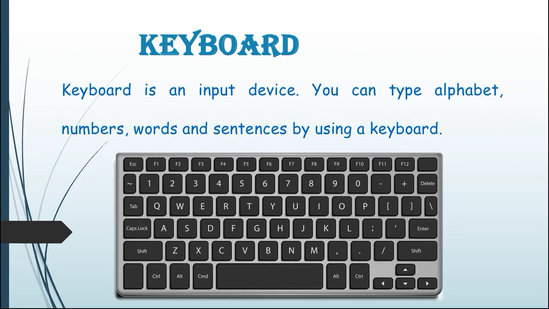So basically we have different parts of a computer, for example, a mouse, a CPU, a monitor, and then a keyboard. Keyboard is specifically used to type things, different alphabets, numbers, words, sentences. If you want to type any document, you need to have a keyboard in front of you. You can use these buttons to type things.